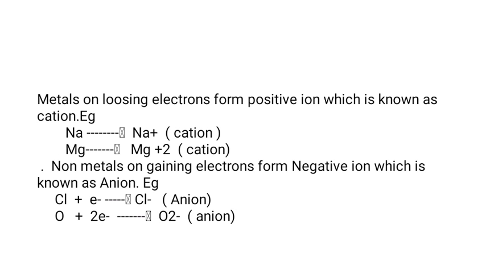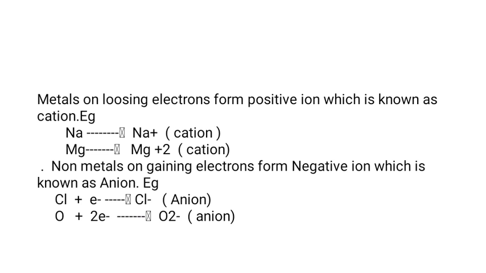When metals lose electrons, they form positive ions which are known as cations. For example, sodium. Sodium has 1 valence electron in its last shell. It prefers to lose it and forms sodium positive cation. Similarly, magnesium is having 2 electrons in its valence shell. It loses these 2 electrons and forms magnesium divalent cation.